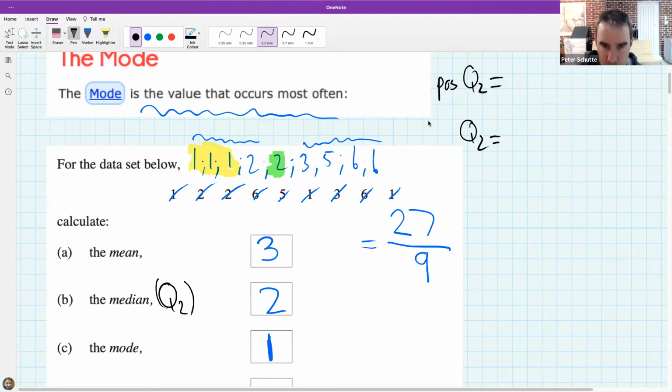Okay, so how does this formula work? What we do to find the position of the median is we use the formula 1/2 (n + 1). Now, in this data set, what is n? Who would like to tell me what n is in this data set? Pop it in the chat.